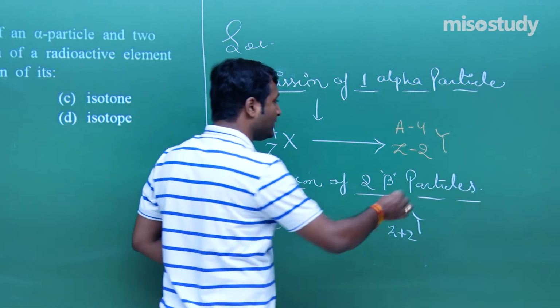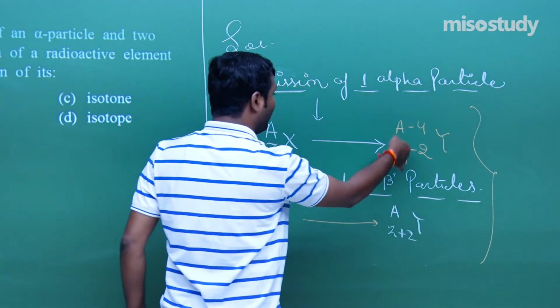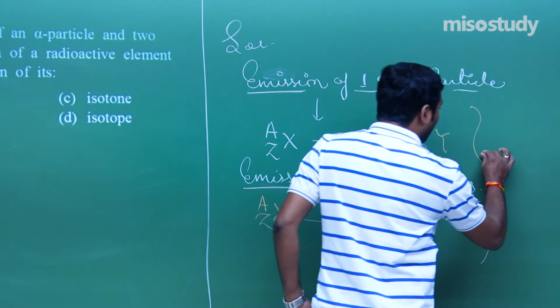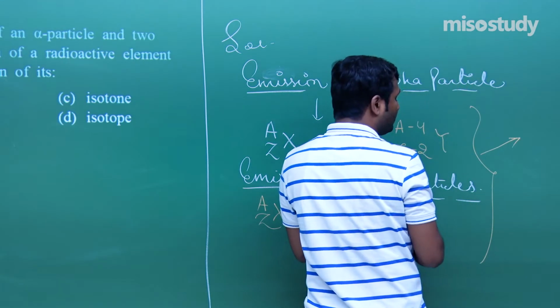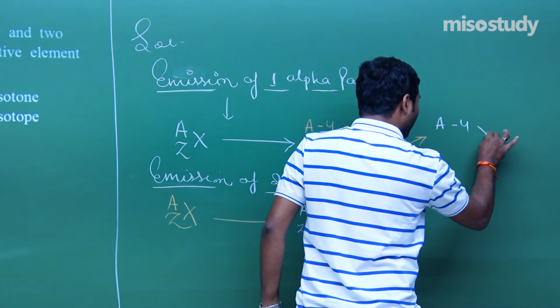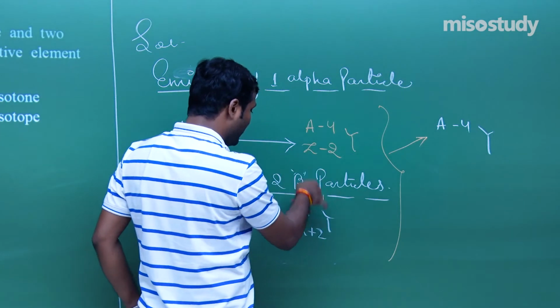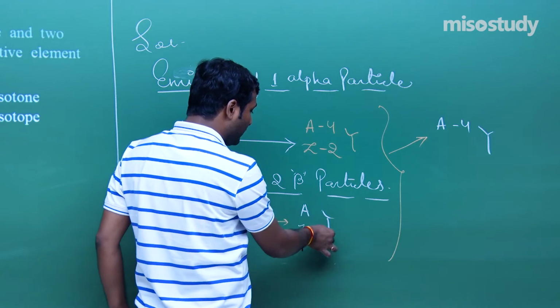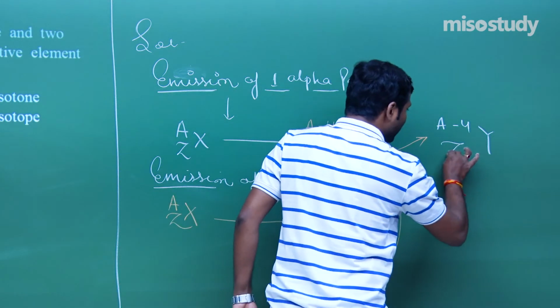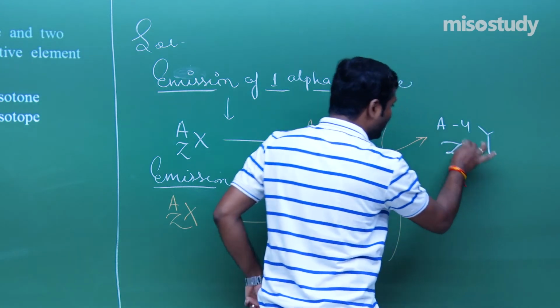Now compare these two. When one alpha and two beta particles are emitted, what will be the final mass number of the daughter element? A minus 4, and Z minus 2 and Z plus 2, that will be a decrement of 2 but an increment of 2, so Z will remain unchanged, my friend.